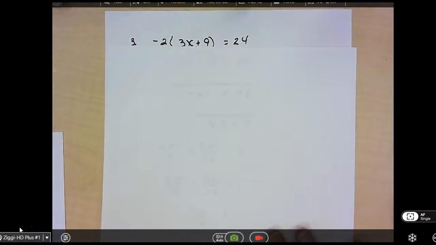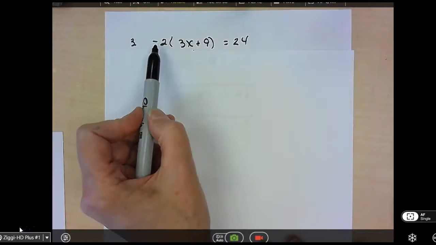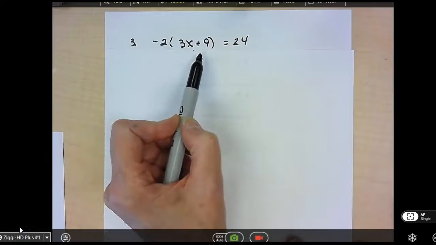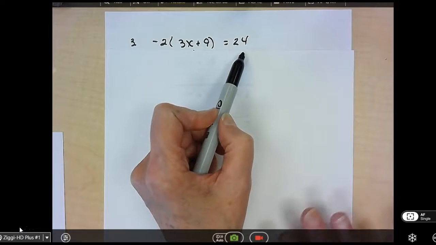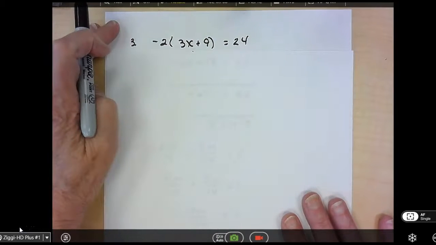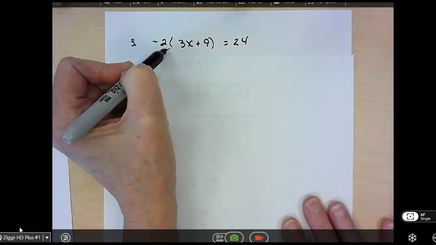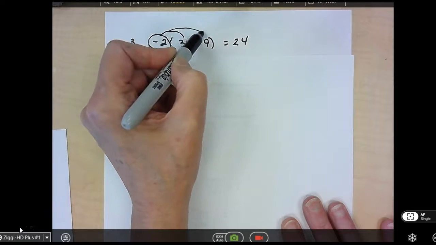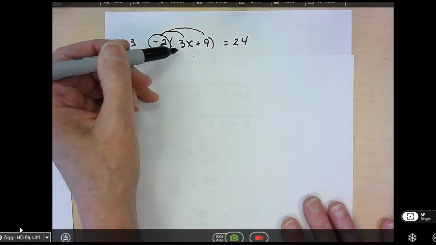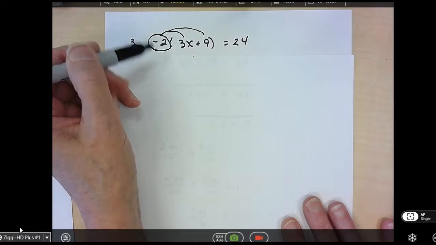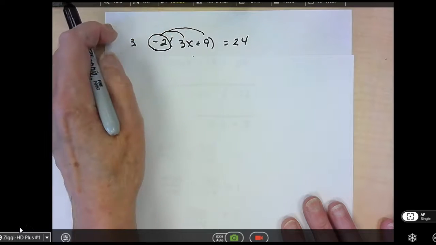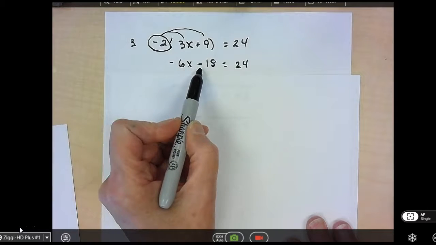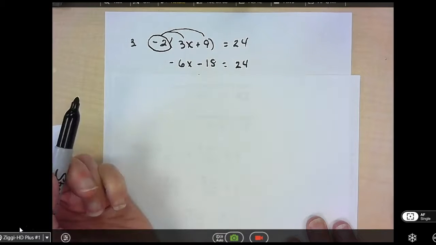Okay, so another example. This one, I have a negative 2 outside of my parentheses, 3x plus 9 inside the parentheses equals 24. So we reviewed the distributive property, that this number on the outside, negative 2, gets multiplied by every term inside. Negative 2 times 3x is negative 6x. Negative 2 times positive 9 is negative 18. So we get negative 6x minus 18 equals 24.